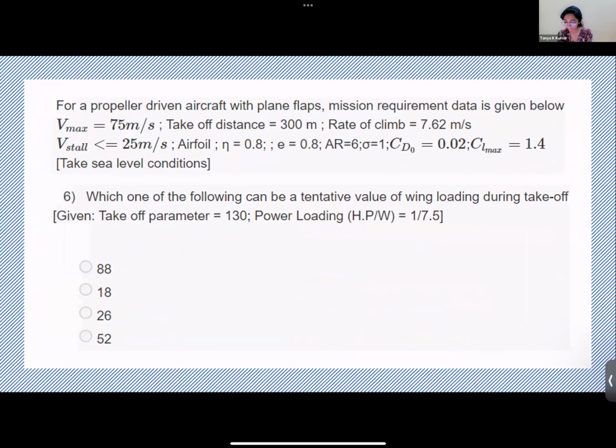Which of the following can be a tentative value of wing loading during takeoff? Given takeoff parameter is 130, power loading is 1 by 7.5. For a propeller driven aircraft, the takeoff parameter equation will be modified to incorporate power loading, not thrust loading. That's the only difference. So the equation is directly given. Can you just substitute the values and tell me? I think one of the previous questions had takeoff parameter, so just use that equation. Instead of thrust loading, use power loading.